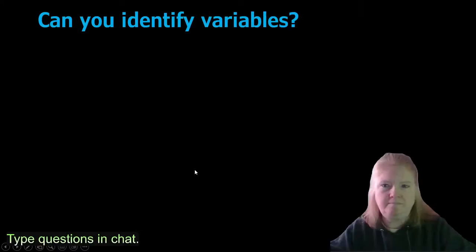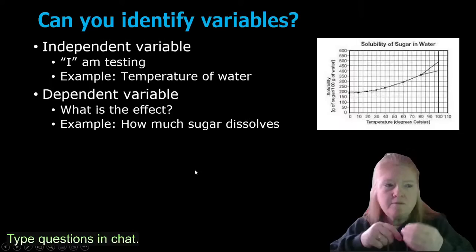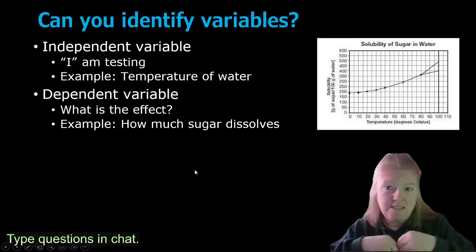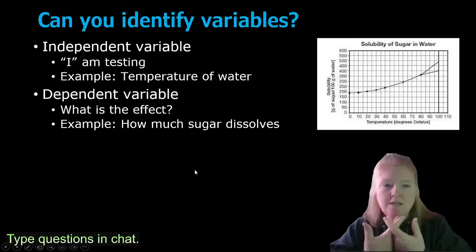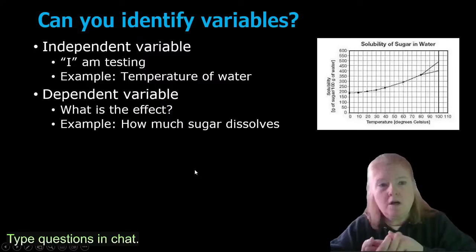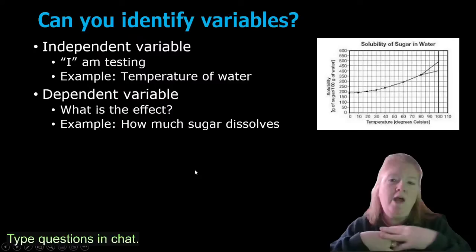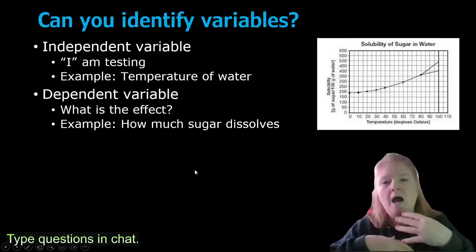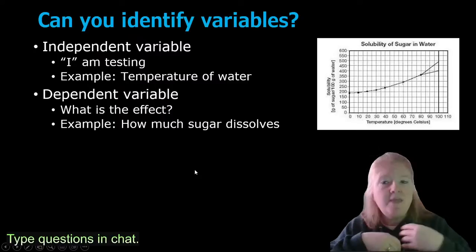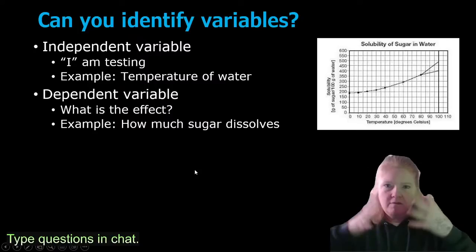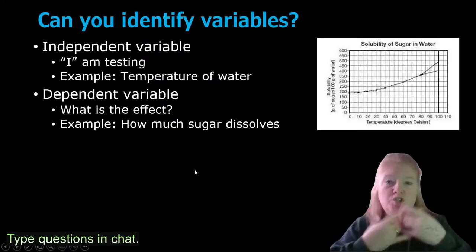Can you identify variables? All right, so the difference between a dependent and an independent variable. So the independent variable is the thing I'm changing. For example, I might change the temperature of the water to see what happens. And then the dependent variable is the effect of what I did. So remember, I changed the temperature of the water, so how much sugar dissolves or how quickly does it dissolve? That would be the dependent variable. Okay, so the independent variable I am changing, and the dependent variable depends on what I change. So what happened because of what I did?